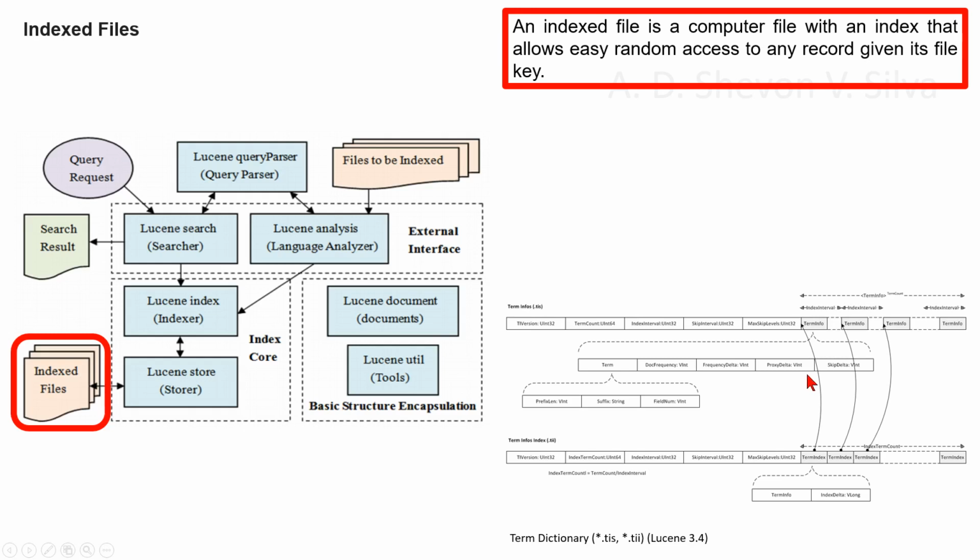Proxy delta. ProxDelta determines the position of this term's term position within the .prx file. In particular, it is the difference between the position of the term's data in that file and the position of the previous term's data, or 0 for the first term in the file. Skip delta determines the position of this term's skip data within the .frq file. In particular, it is the number of bytes after the term freq data that the skip data starts. In other words, it is the length of the term freq data.